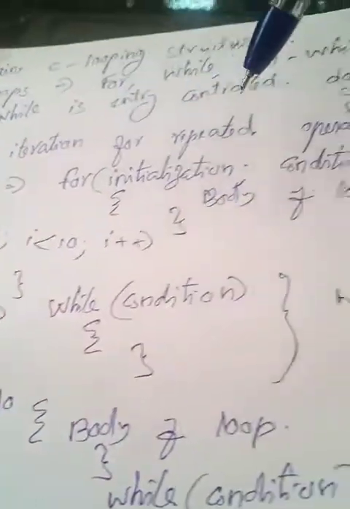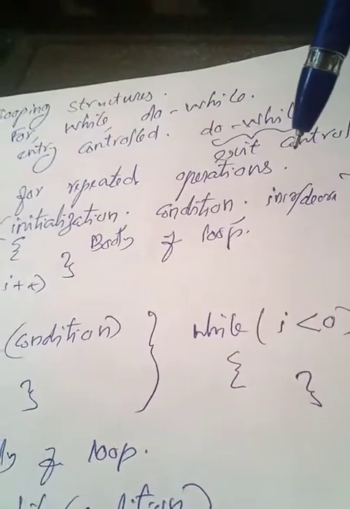For loop and while loop are entry controlled. Do while is exit controlled.